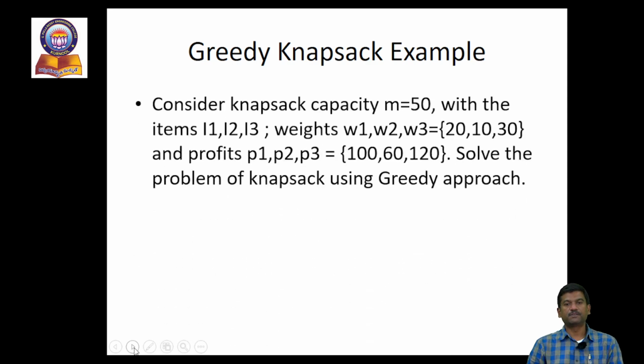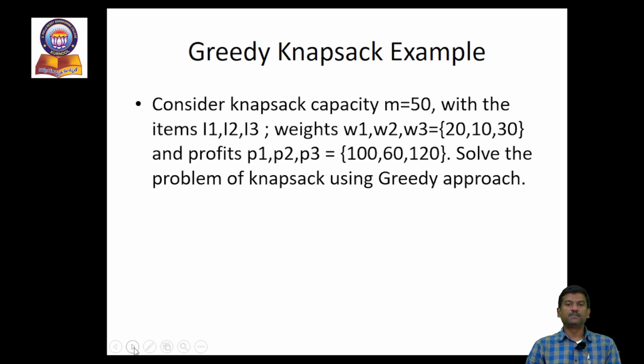So as part of the example, consider the knapsack capacity M equal to 50 with the items. That is, there are 3 items: item 1, item 2, item 3, with respect to weights and profits. The weight of the first item is 20, the second item is 10, and so on. The profit of the first item is 100, the profit of the second item is 60, and so on. And this kind of problem has to be solved using the greedy approach.